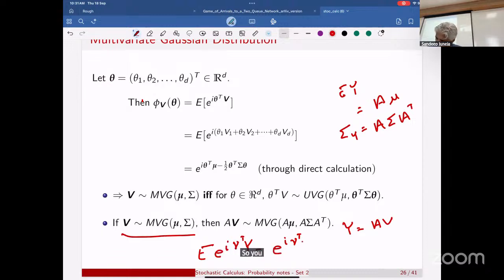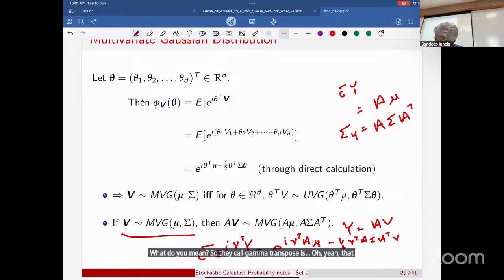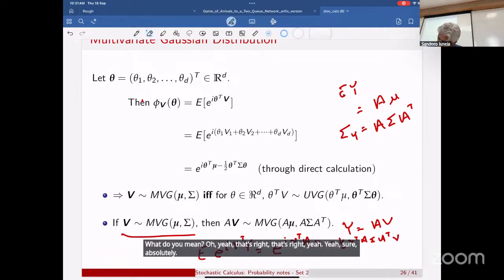So you want to show that this is A mu, and then minus half, and then gamma transpose A sigma A transpose, and then gamma in the end as well. Yes, half gamma transpose A sigma A transpose gamma. Sure, absolutely.